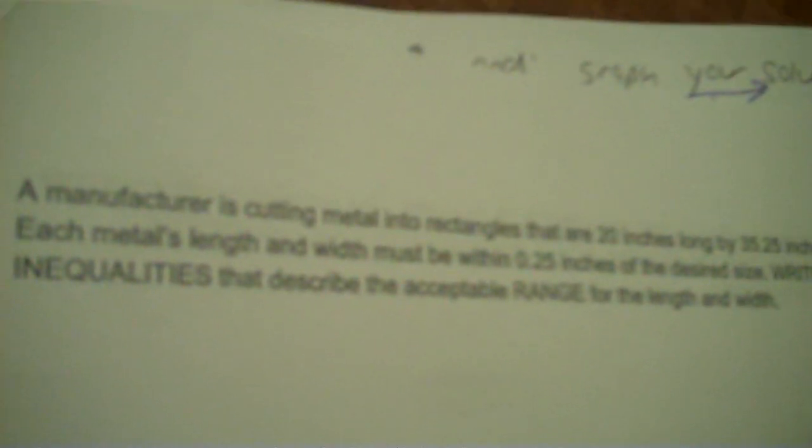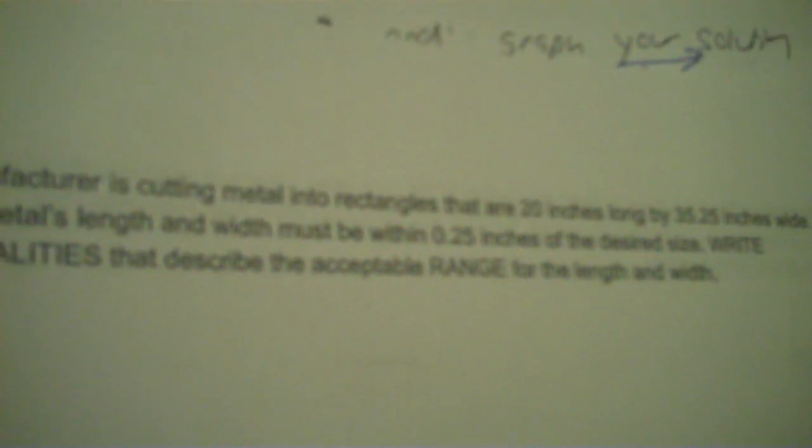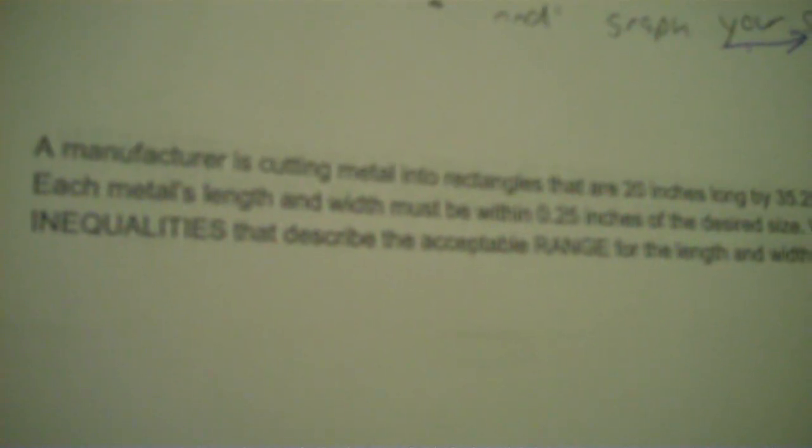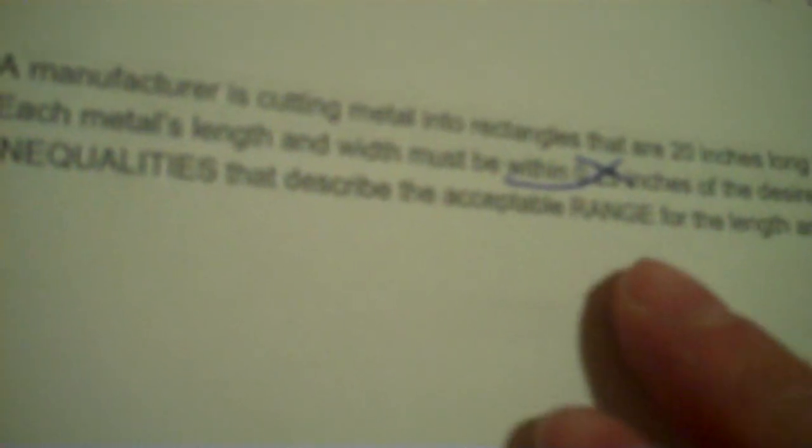A manufacturer is cutting metal into rectangles that are 20 inches long by 35.25 inches wide. Each metal's length must be within 0.25 inches. So write that up there, then cross it off so you're not confused by what you're doing down here. Write inequalities that describe the acceptable range for the length and the width. For a range, there'll be a middle to start with. You wind up crossing out the middle. Long means it's the length. Long and length mean the same thing. Wide means width.